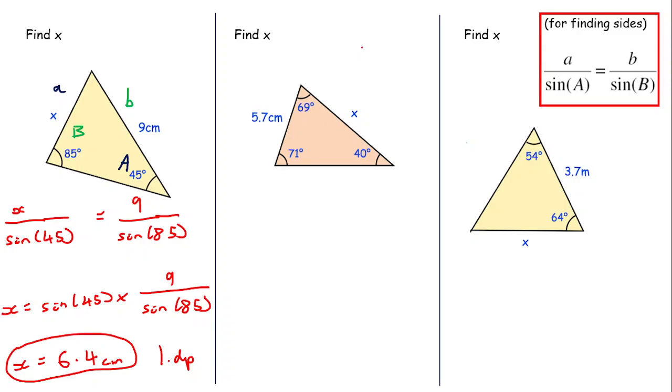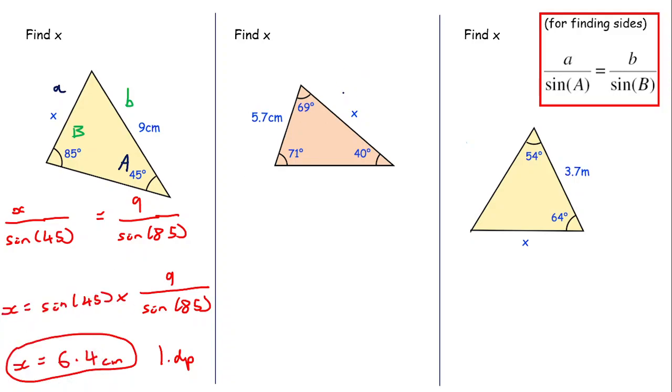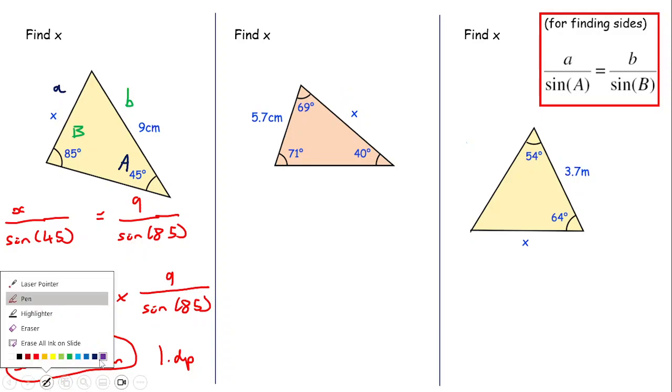Good. Okay, question 2, the middle one. So we're trying to find X again. Let's begin by labeling up that side. That's going to be useful. Let's call this side here A, which must mean, let's use a different color. Let's go and use that. Good.